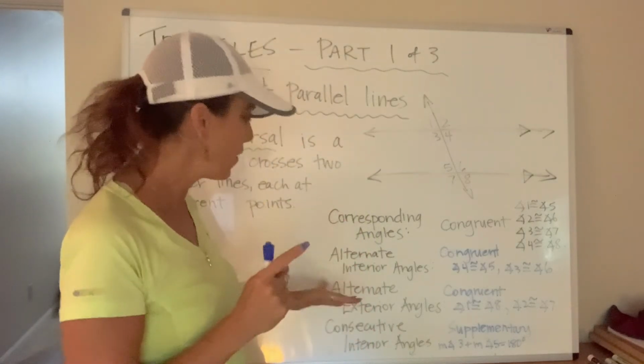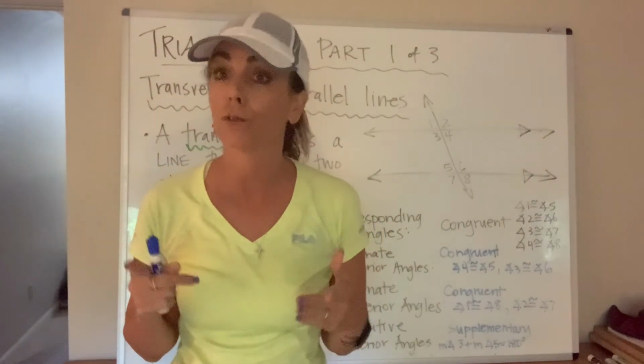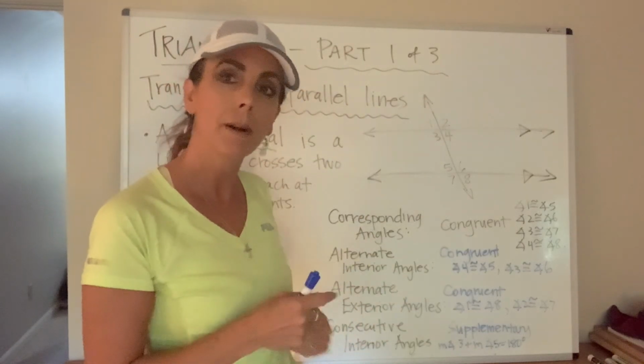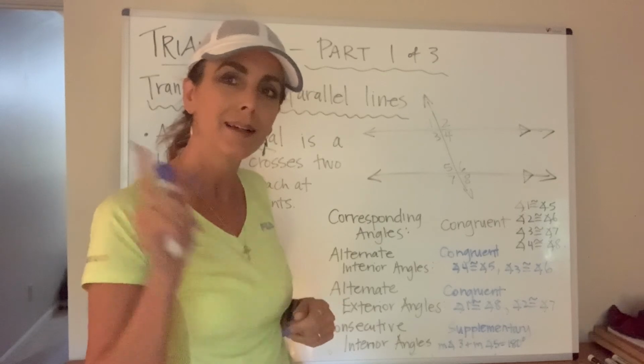So if we know that the alternate exterior angles are congruent, we can definitely say then that the lines are parallel. All right, I'll see you next time.